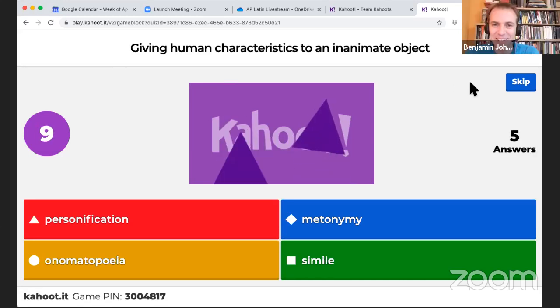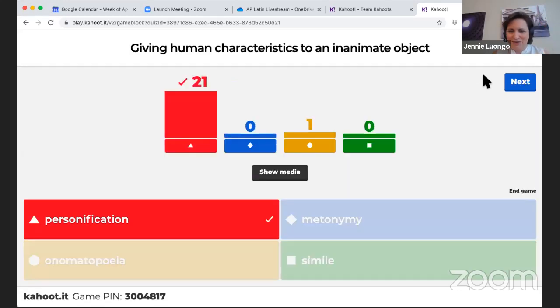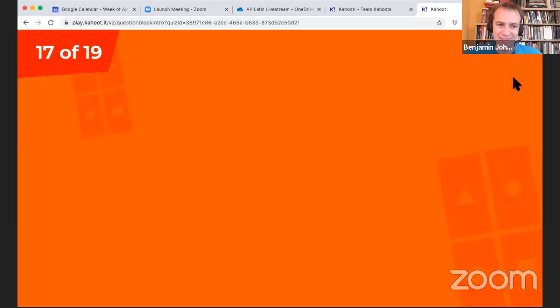We've had 3 of these already. Yeah, exactly. So hopefully they've got it. I keep wanting to cut them off, but because of the lag, I need to give them a few extra seconds. There you go. Okay, great. Personification, we got it.